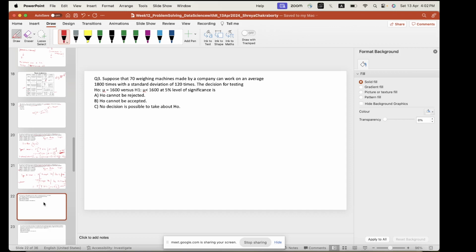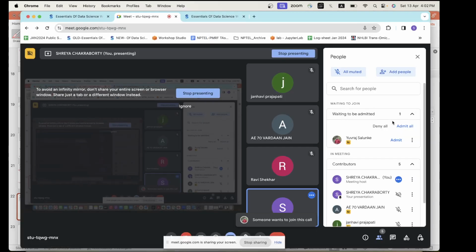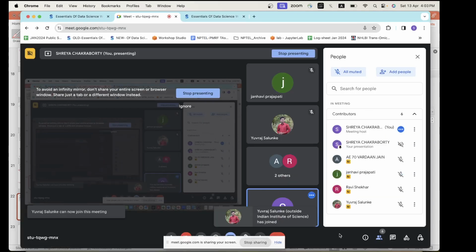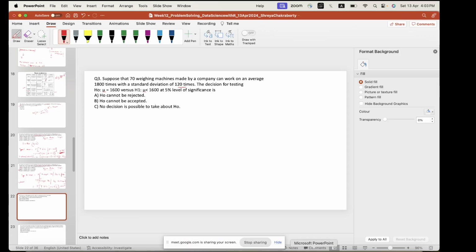Here, what is it? Suppose that 70 weighing machines made by a company can work on an average 1800 times with a standard deviation of 120 times. The decision for testing H naught: mu equal to 1600 versus H1: mu less than 1600 at 5% level of significance is how much?